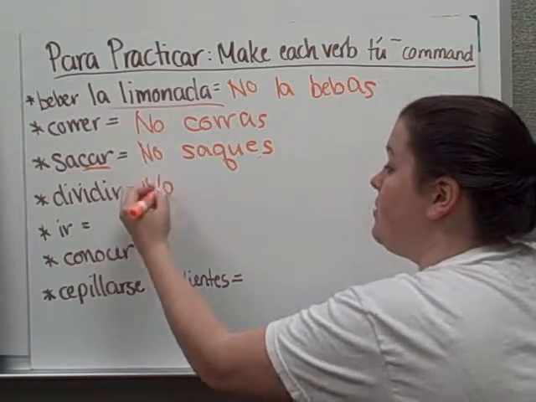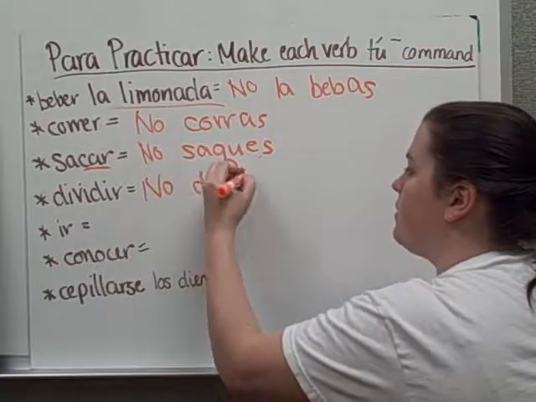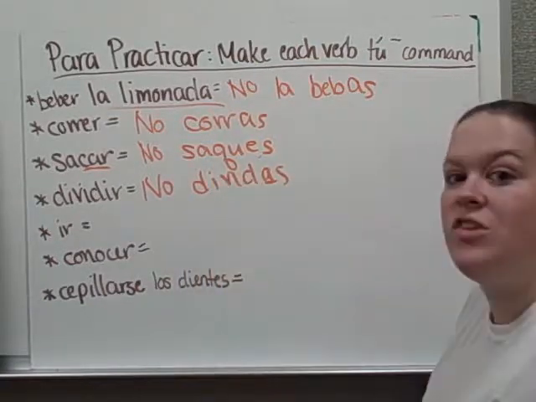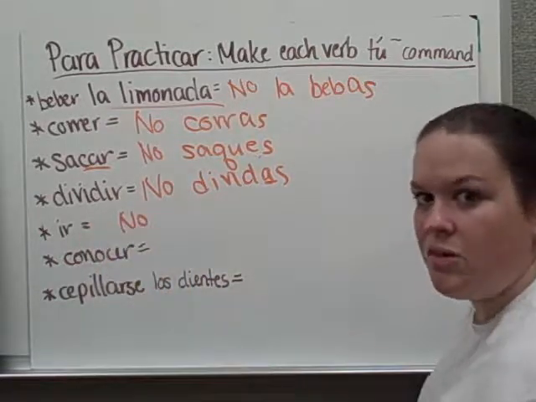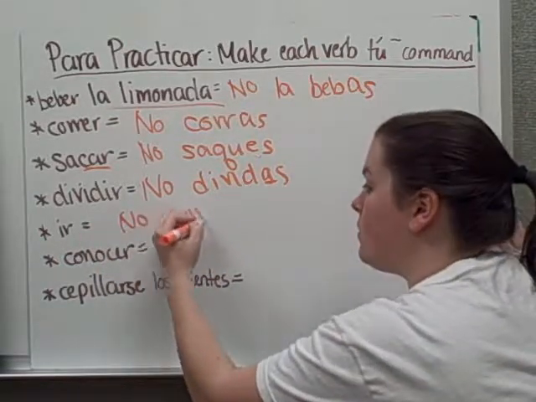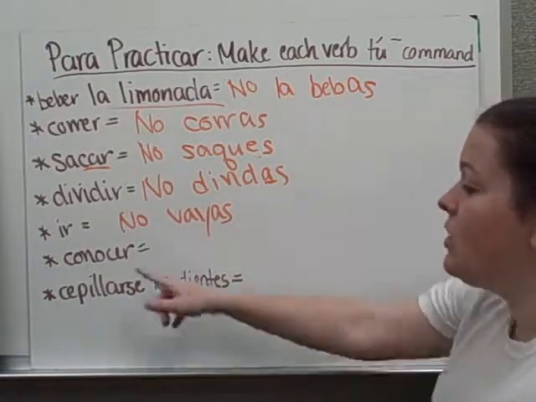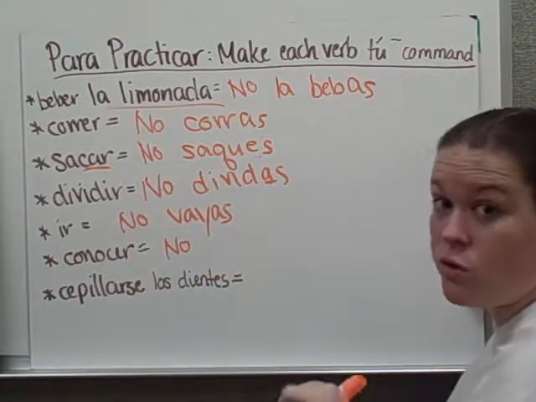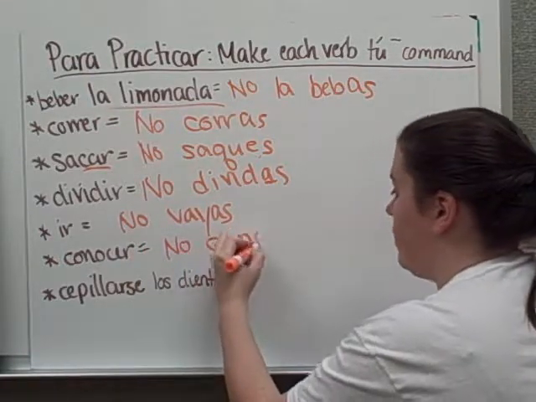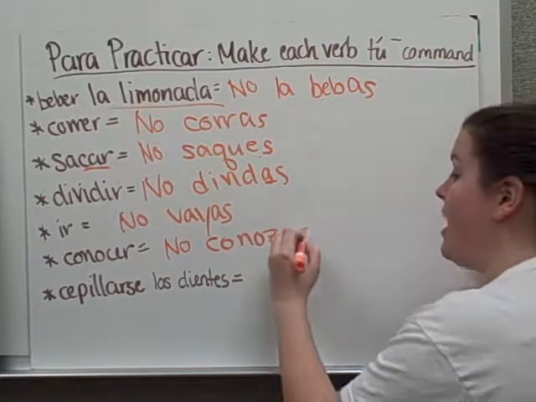No. And then instead of divides, it will be dividas. Always switches that letter. Ir, no. This one's just irregular. It's vayas. One of our dies verbs, one of our oi verbs. And conocer, no. The yo form is conozco. Conozc. And then take off the O. Instead of ES, we'll add AS.